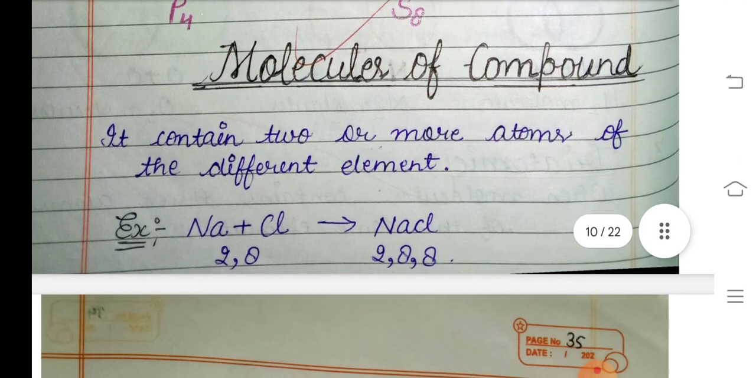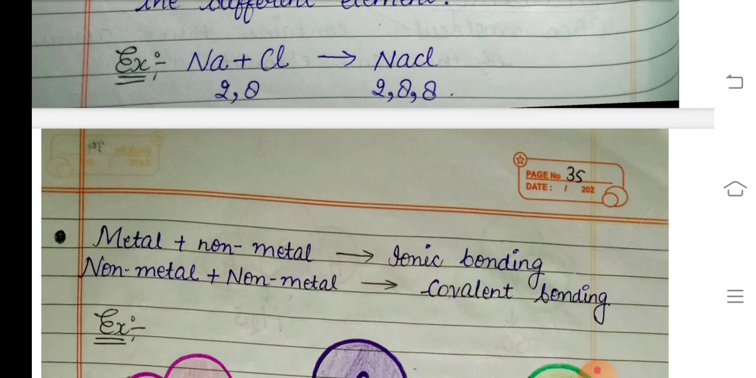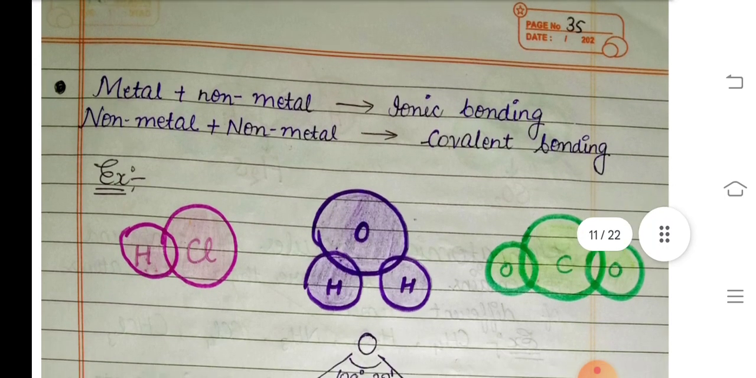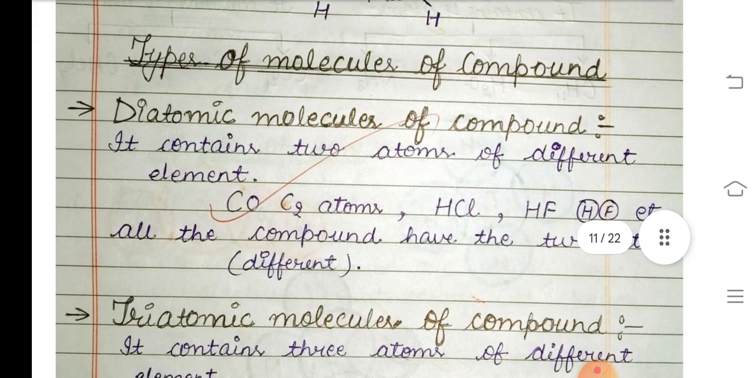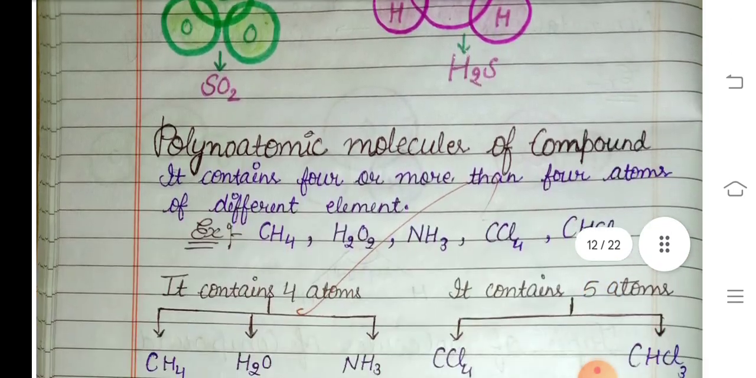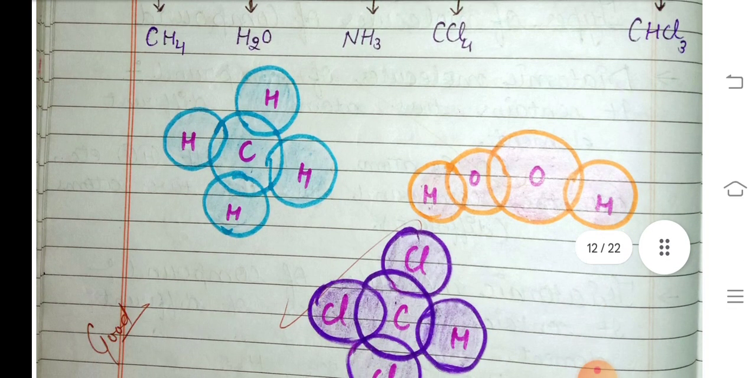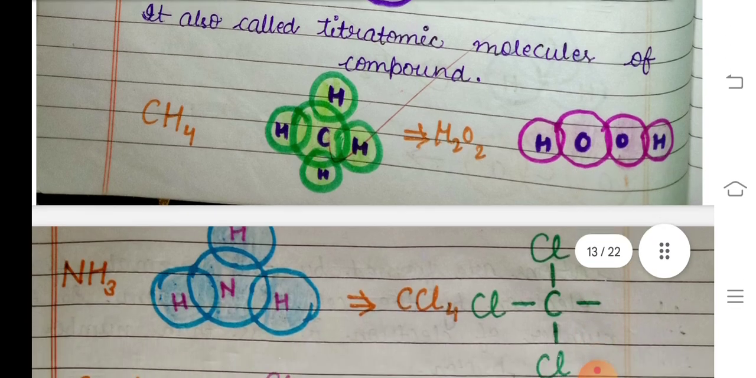And now let's see what the molecules of a compound are. It contains two or more atoms of different elements. So this is an example: Na plus Cl is equal to NaCl. So just see the types of molecules of compound: diatomic molecule of compound, triatomic molecules of compound, and polyatomic molecules of compound. You can write or draw these figures. This will help you a lot.